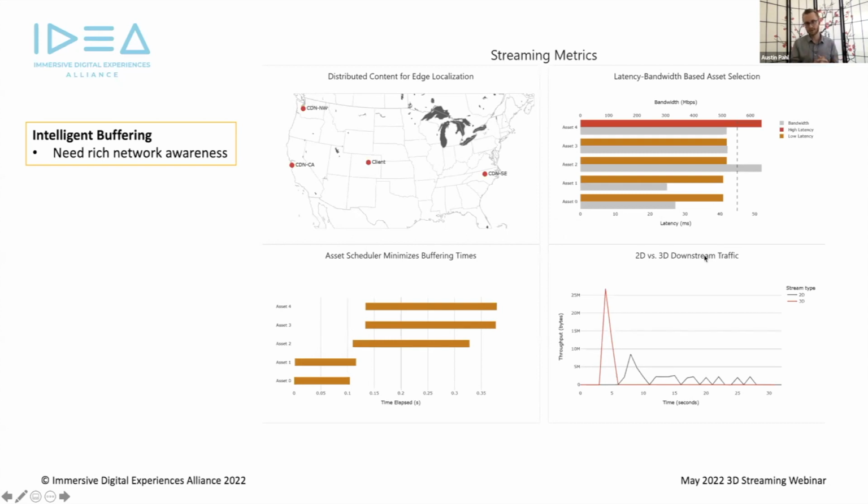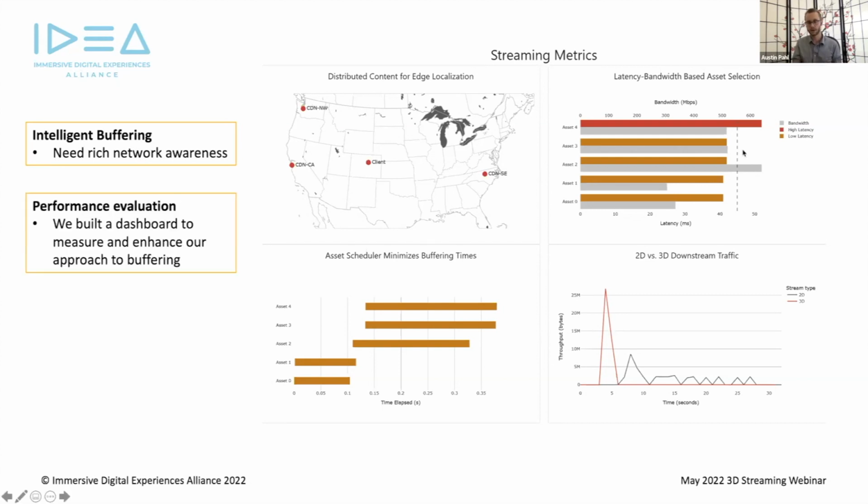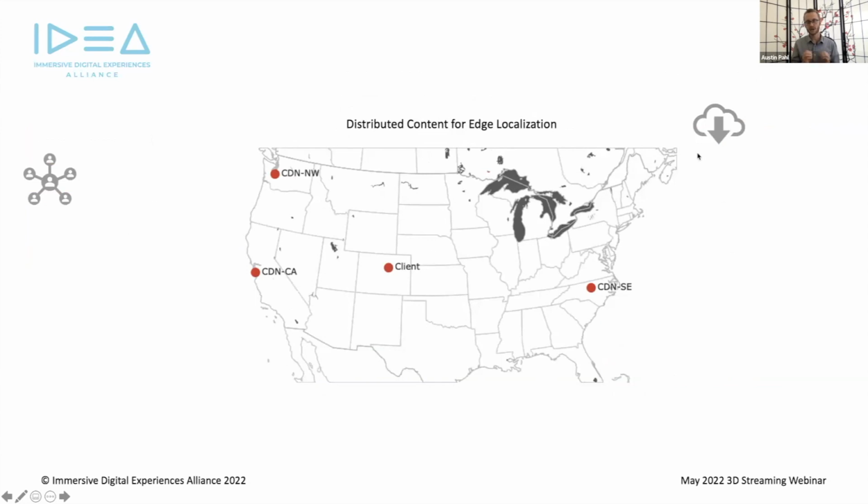As Abhinav explained, having rich network awareness is critical to enable effective intelligent buffering. For this reason, we've instrumented our system to gather various metrics into a dashboard, which is shown here. We'll only present a few plots today for the sake of time, but I'll talk through each of them one at a time to illustrate some of the important takeaways and characterize some of the data flows associated with asset transmission.